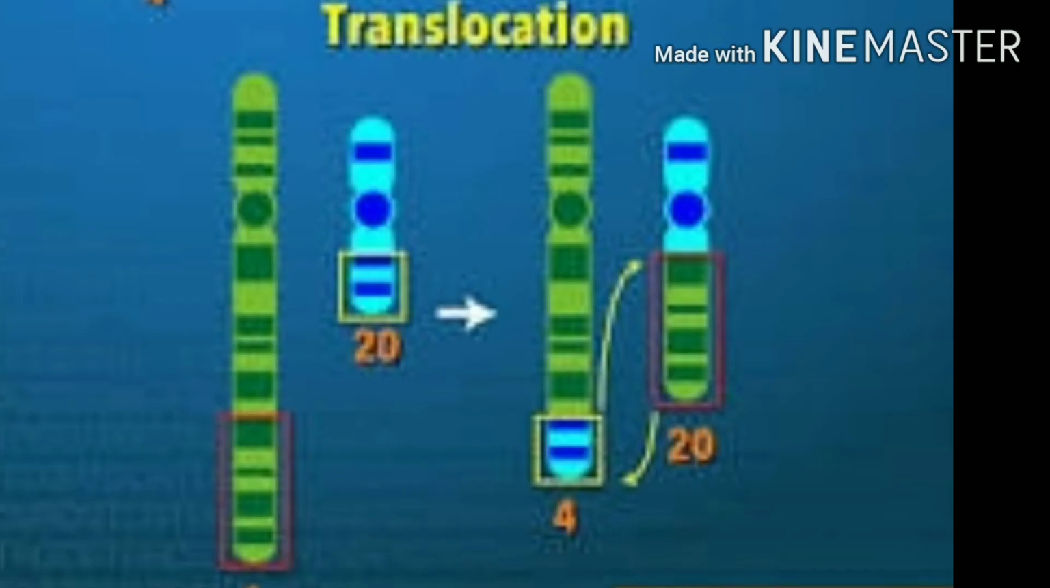And the last case of chromosomal abnormality is translocation. That is, location is transferred. See, two chromosomes 4 and 20 are given. 4 is longer and 20 is shorter. But in this case, we can see that a portion of 4 is translocated to 20 and a portion of 20 is translocated to 4. Location of the pieces of chromosomes have taken place and this is known as translocation.